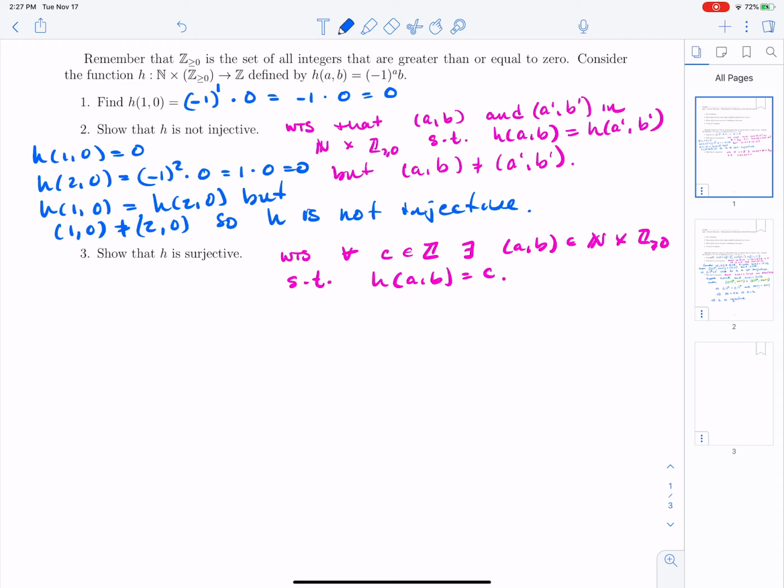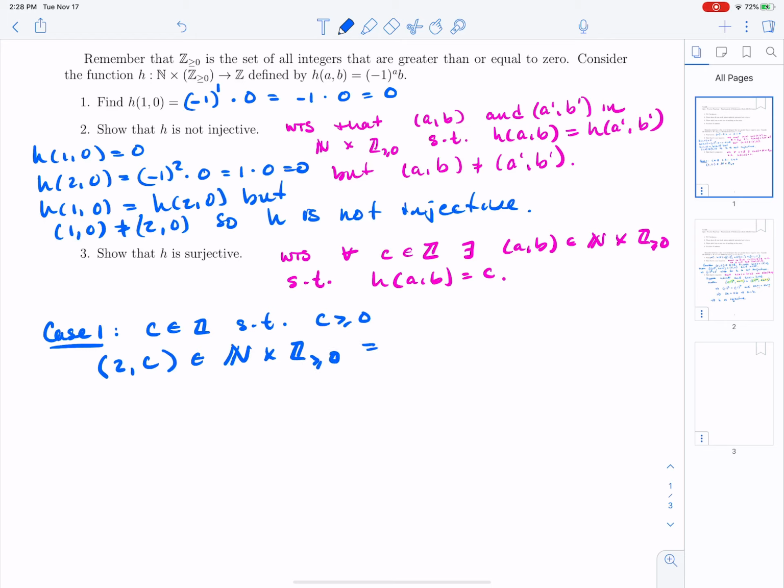So we're going to do this by cases. Case 1 is going to be when I have c contained in the integers such that c itself is greater than or equal to 0. Okay? In that case, I'm going to show that it's surjective. I'm going to come up with an (a, b) that maps onto it. Well, I'm going to notice that in this case, I can consider (2, c), because 2 is a natural number, and c is a number greater than or equal to 0. So (2, c) is in my domain.